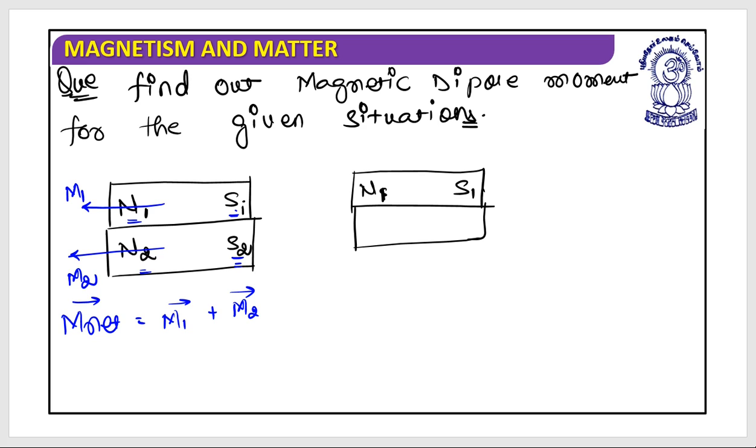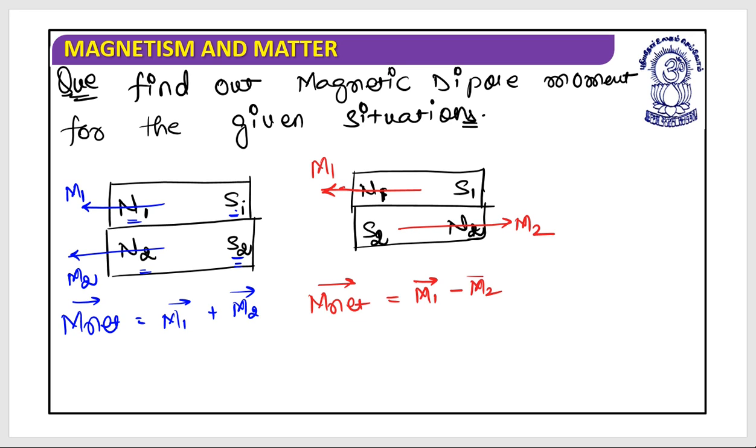It's N1, it's S1. So this could be written as S2 N2. Sorry, S1 N1, it is in this direction, from the negative monopole to the positive monopole. This is M1, and for this it is in this direction. Both are having opposite directions, and when they are having opposite directions, we can say M net could be written as M1 minus M2.